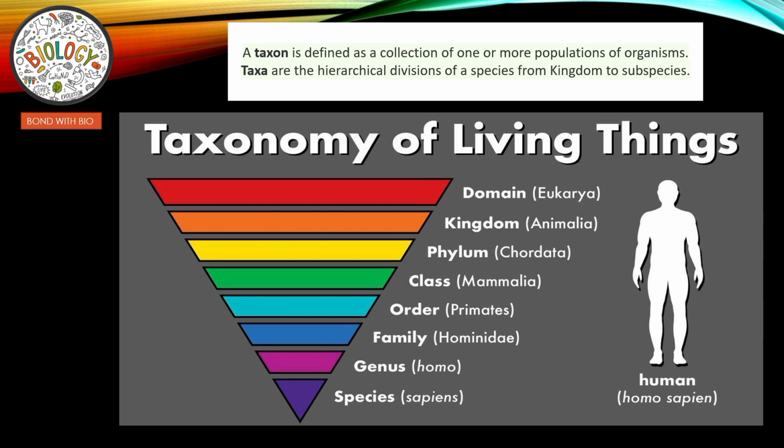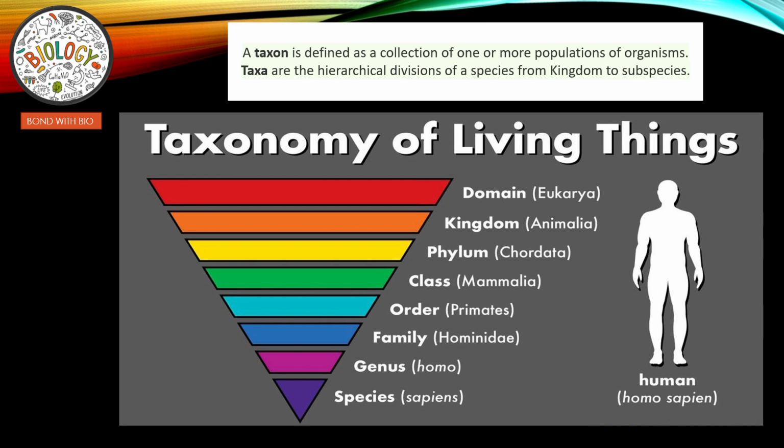So, before we study the categories of taxonomy, we need to know what taxa and taxonomy mean. A taxon is defined as a collection of one or more populations of organisms. Taxa are the hierarchical divisions of a species from kingdom to subspecies. And this very process of classification is called taxonomy.